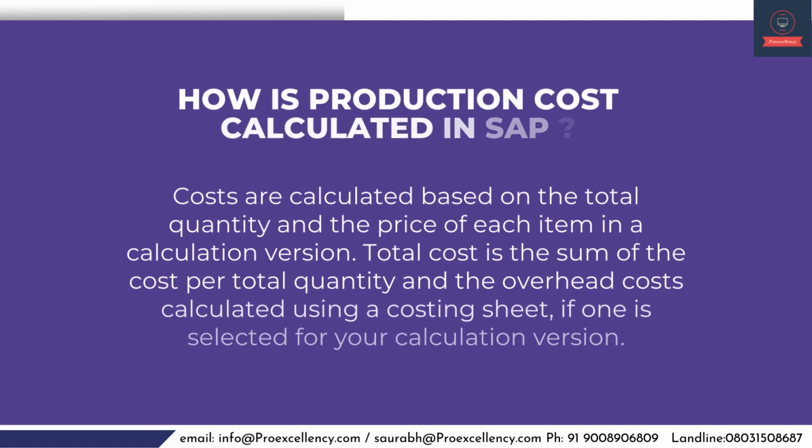How is production cost calculated in SAP? Costs are calculated based on the total quantity and the price of each item in a calculation version. Total cost is the sum of the cost per total quantity and the overhead costs calculated using a costing sheet, if one is selected for your calculation version.